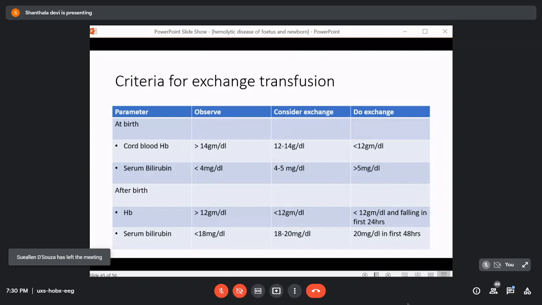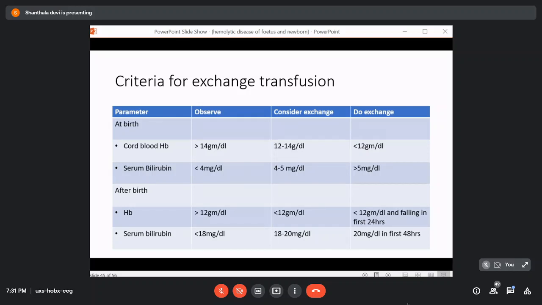After birth, the hemoglobin greater than 12 grams, observe the child, less than 12, consider an exchange, and if it continues to fall within the next 24 hours, do the exchange transfusion. Serum bilirubin after birth less than 18 milligrams per deciliter, observe the baby, between 18 to 20, consider an exchange transfusion, and if it rises to 20 milligrams within the first 48 hours, do an exchange transfusion.